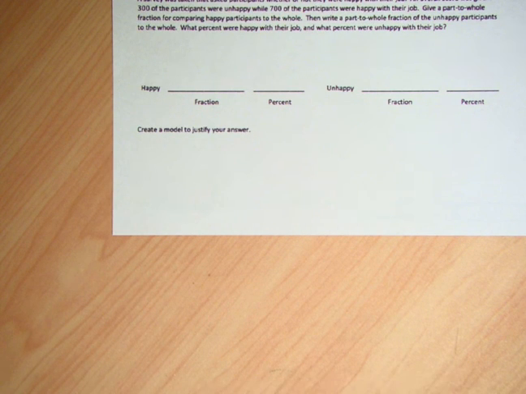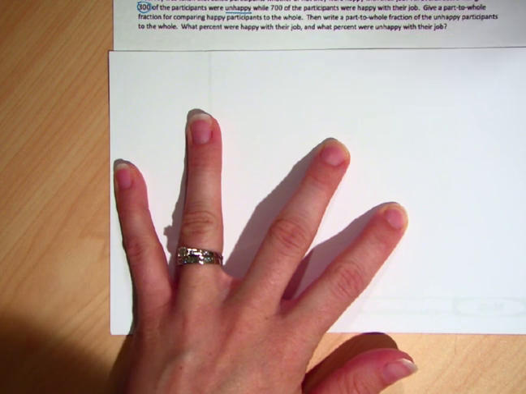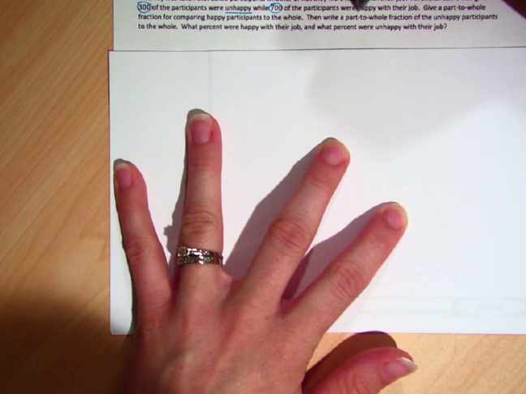This example says a survey was taken that asked participants whether or not they were happy with their job. That's important, to be happy with their job. An overall score was given. 300 of the participants were unhappy, while 700 of the participants were happy with their job. Okay, let's mark the important information that we're going to need to know. Okay, so 300 were unhappy, 700 were happy.